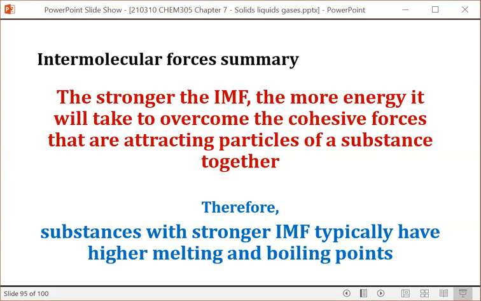So the stronger the IMF, the more energy it will take to overcome the cohesive forces that are attracting particles of a substance together. Stronger IMF means stronger cohesive forces. So substances with stronger IMFs typically have higher melting and boiling points. It's going to take more energy, like more heat, to get them to undergo a phase transition from solid to liquid or from liquid to gas.